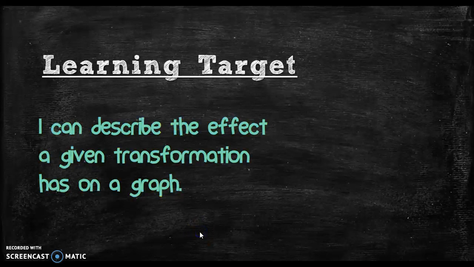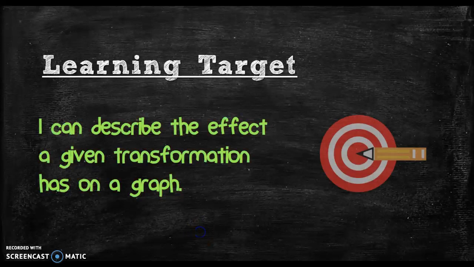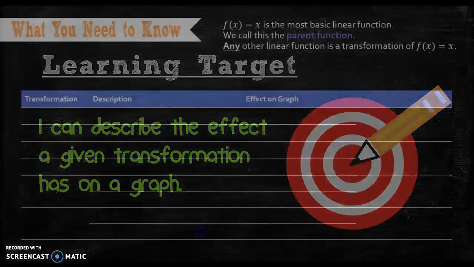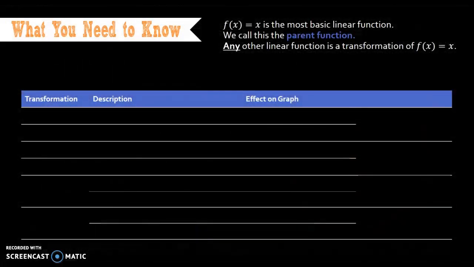I can describe the effect a given transformation has on a graph. Here's what you need to know. f(x) = x is the most basic function that we can possibly have. That's called the parent function because that's where everything starts. Any other linear function that we have is some sort of transformation of this basic function right here.